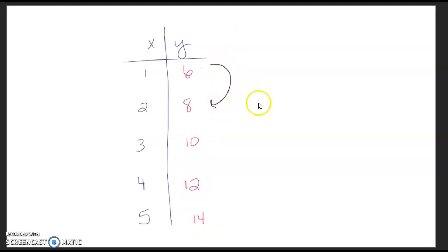So from 6 to 8, I added 2. There's not really anything I can multiply necessarily to get from 6 to 8. And then I found out here I also added 2. So because I am adding every time, adding is linear.